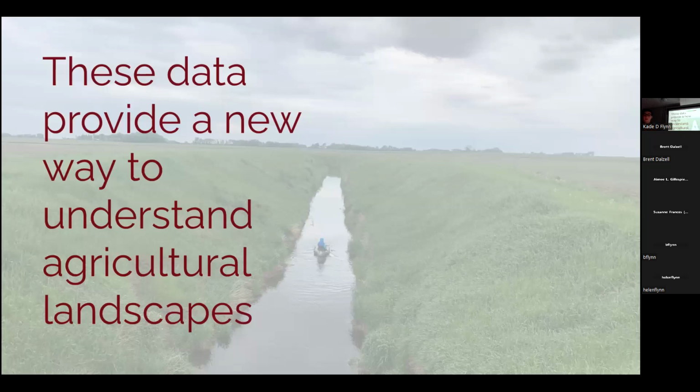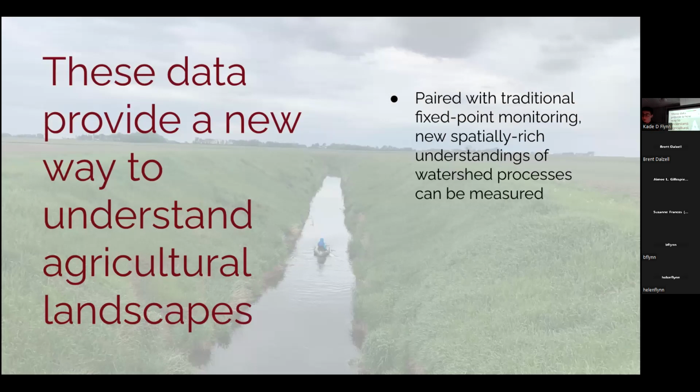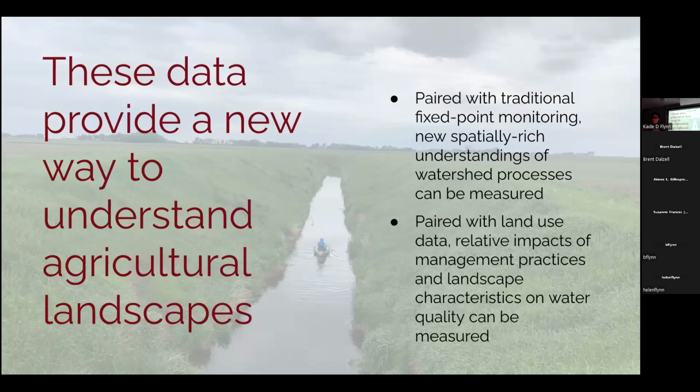So, in these two comparisons, we've shown that these data provide a new way to understand agricultural landscapes. Paired with traditional fixed point monitoring, we can gain new spatially rich understandings of watershed processes, such as the influence of individual features like lakes and wetlands. And then with pairing these data with land use information, we can evaluate the relative impacts of management practices and landscape characteristics on water quality at this small spatial scale.